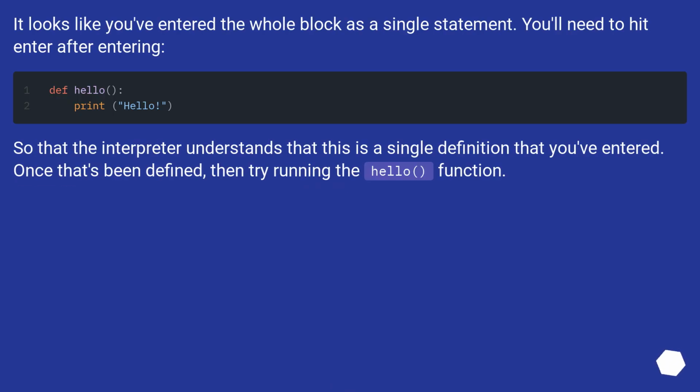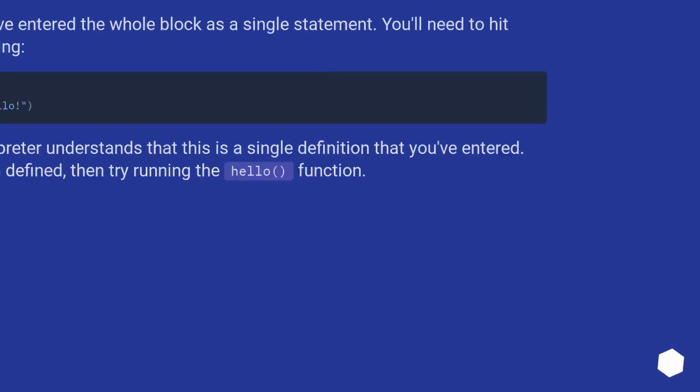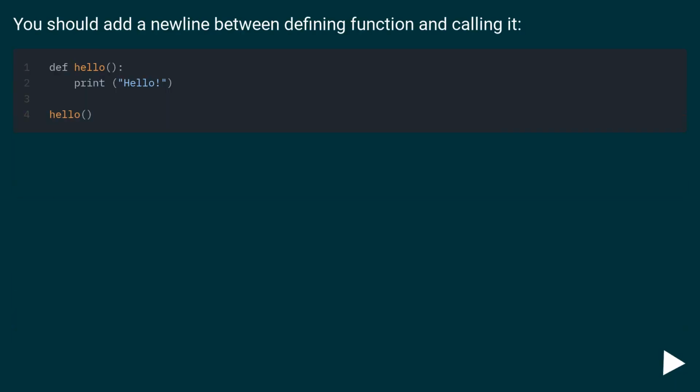It looks like you've entered the whole block as a single statement. You'll need to hit enter after entering it, so that the interpreter understands that this is a single definition that you've entered. Once that's been defined, then try running the hello function. You should add a new line between defining the function and calling it.